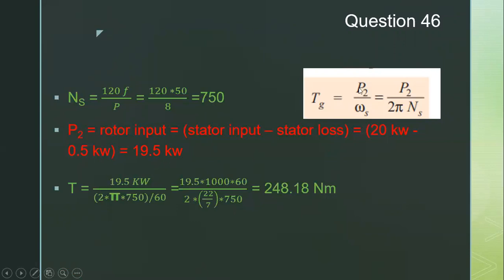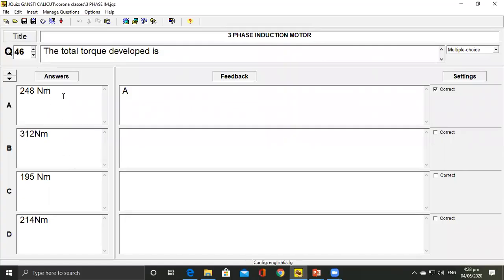So in the torque equation, P2 is 19.5 divided by 2π into 750 divided by 60. I have already said that Ns must be in RPS, so you convert the RPM by 750 divided by 60. So 19.5 into 1000 into 60 divided by 2 into 22 by 7 into 750. You will get 248.18 Newton meter. That will be your answer, so our option will be 248, approximately 248 Newton meter.